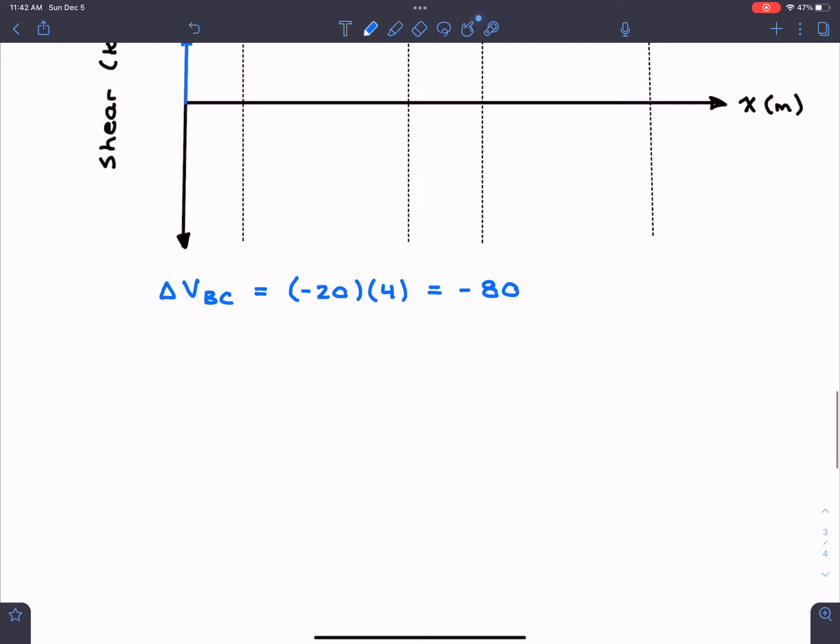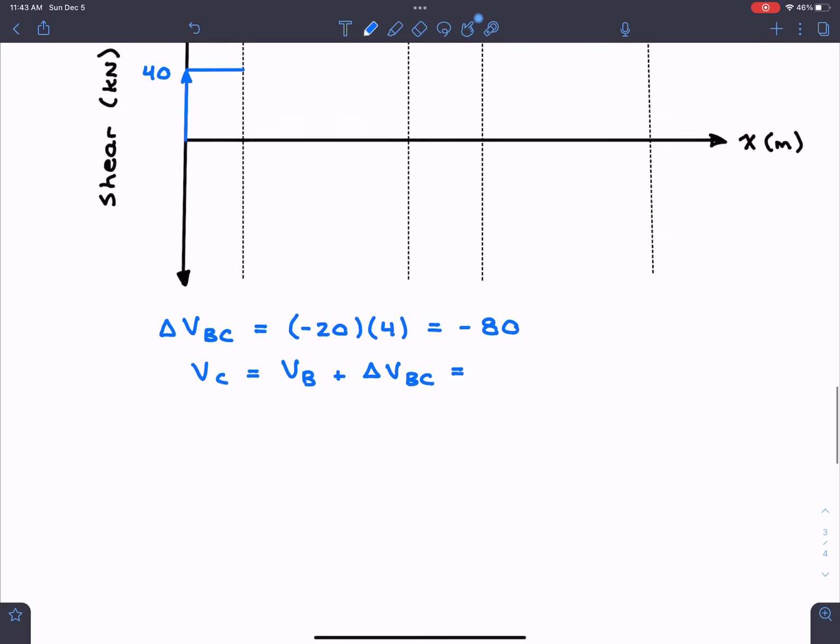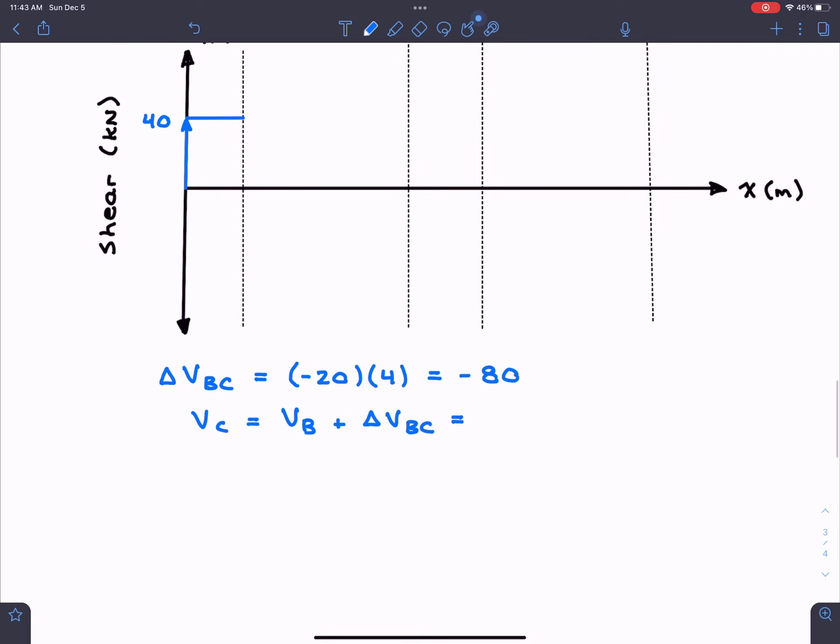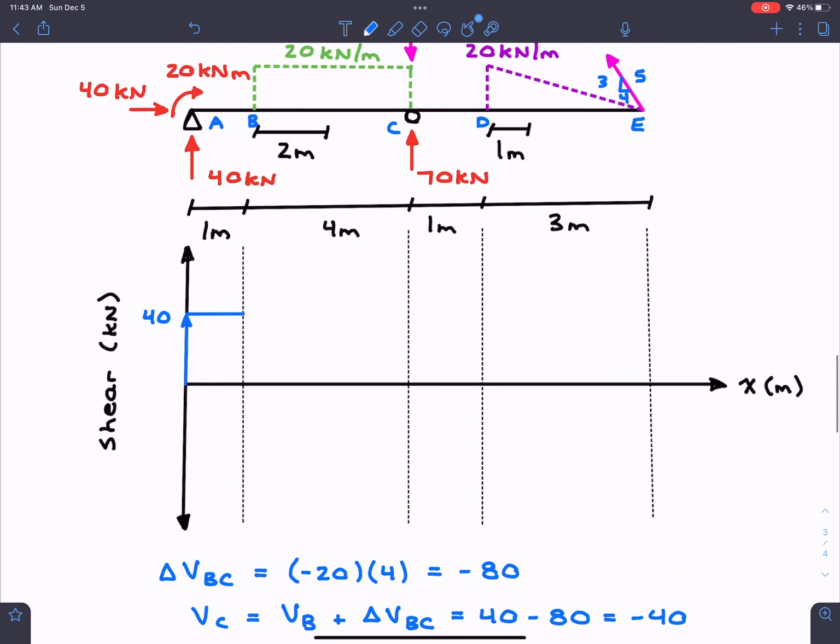And this is nice because if we know the shear at B, well then we can calculate the shear at C. So the shear at C is going to be equal to the shear at B plus the change in shear between these 2 points, B, C. We know the shear at B is 40. We get that right from our diagram. So we're going to have 40 minus 80, which is going to be equal to negative 40. Now, we know basically that the shear at C is going to be negative 40.